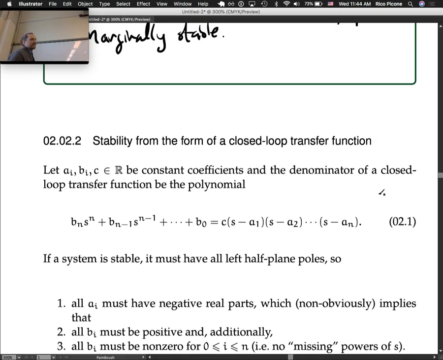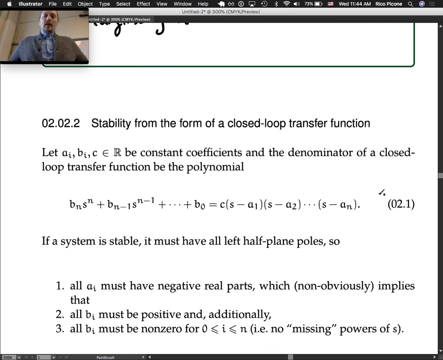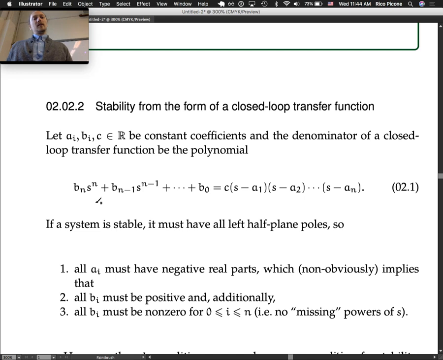Okay, now comes a really fun section. Stability from the form of a closed loop transfer function. So let A, B, and C be constant coefficients, and the denominator of a closed loop transfer function be this polynomial, with the b_n's being the coefficients written out as a nice big polynomial in descending order.